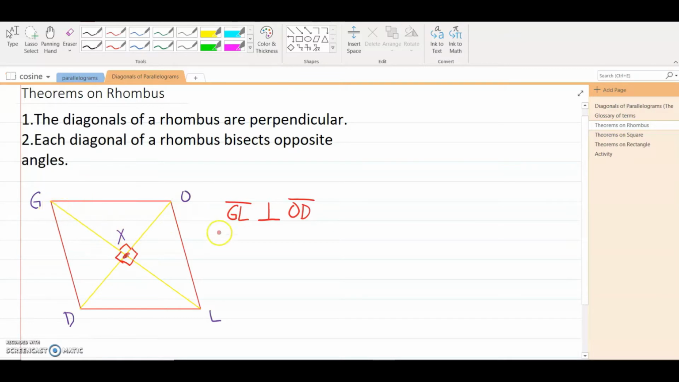We have angle GXO, angle OXL, angle LXD, and angle DXG. So we have 4 right angles. These are right angles.